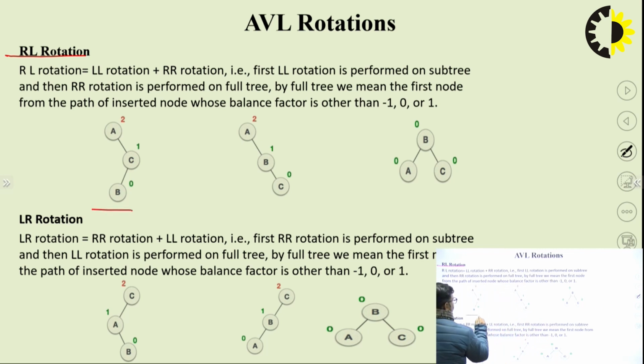Next thing, this is the tree. Here A is the root node, B has balance factor 0, C has balance factor 1, and A has balance factor -1, because here the balance factors are 0, 1, 2 and -2. Okay.